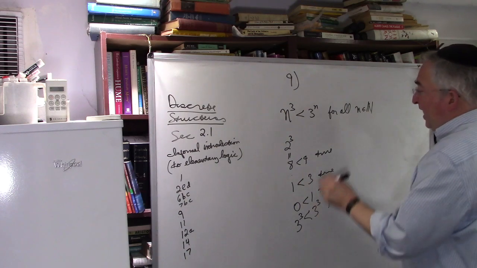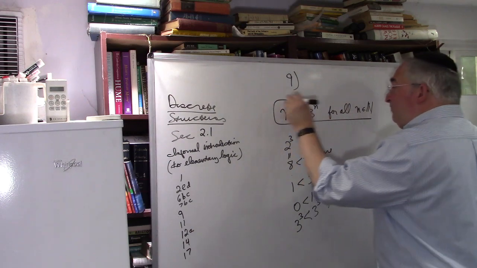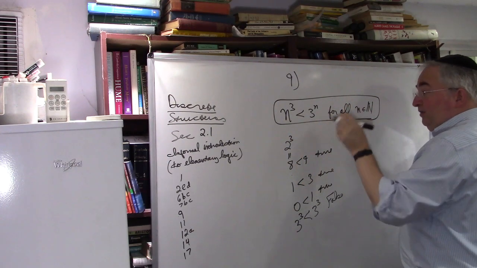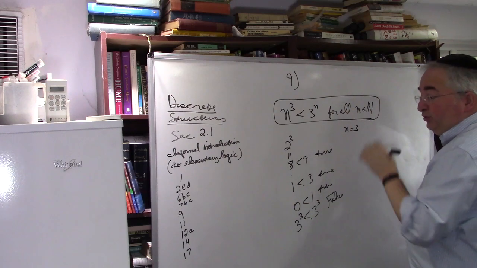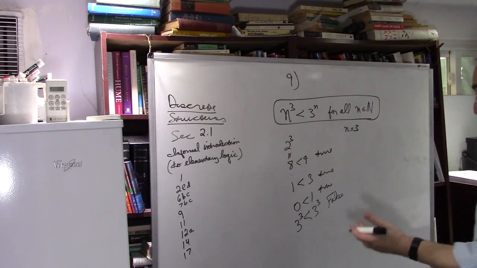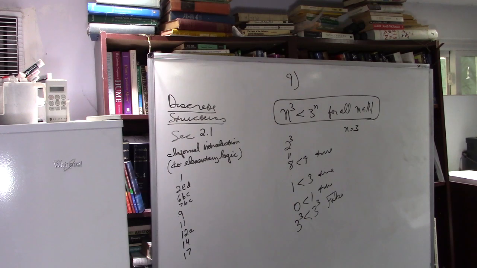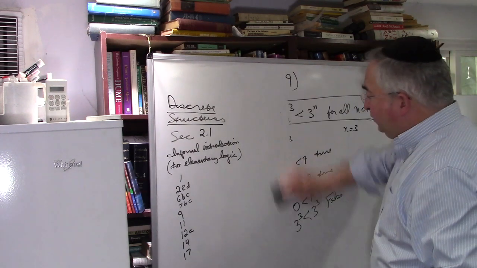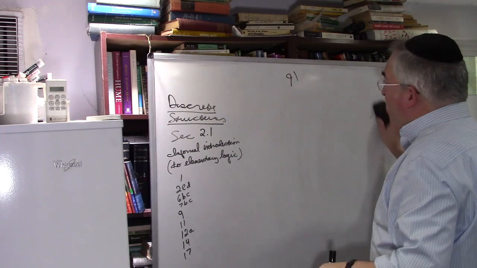So it's a counterexample. This is a statement for all n. We found n is equal to 3 makes it false. Therefore, this statement is not true for all n, because at least for 3 it's false. It also happens to be false for 4, 5, 6, 7, etc. Great. Let's do another one. Number 11.